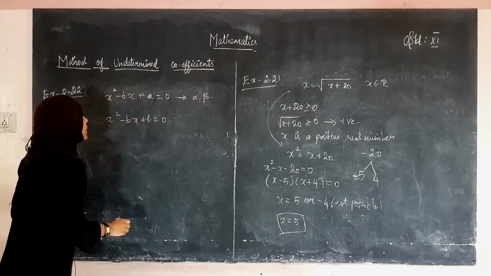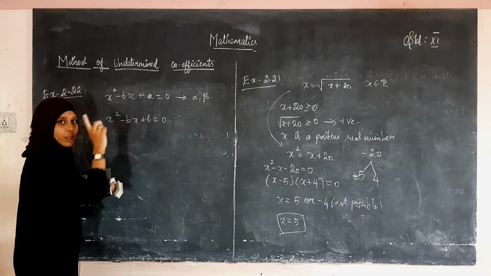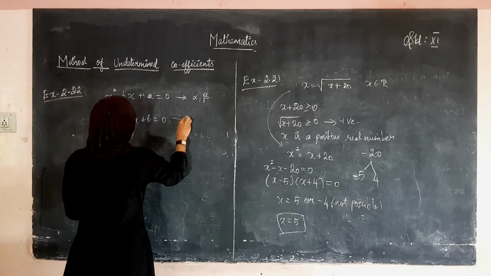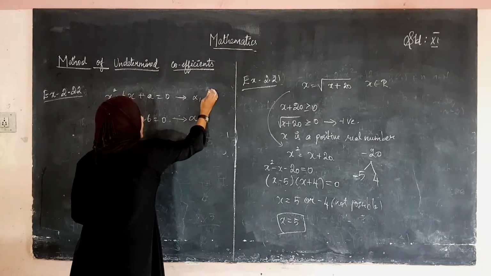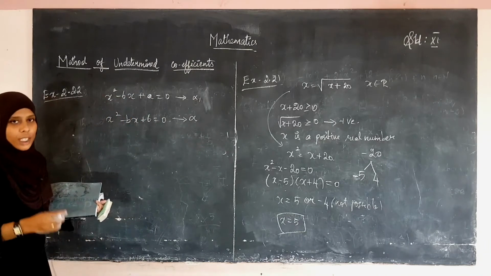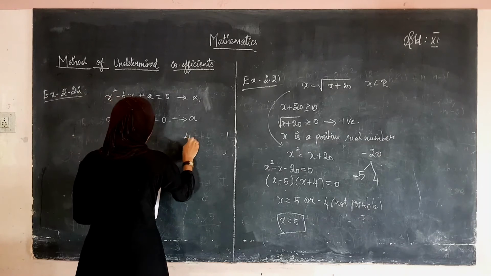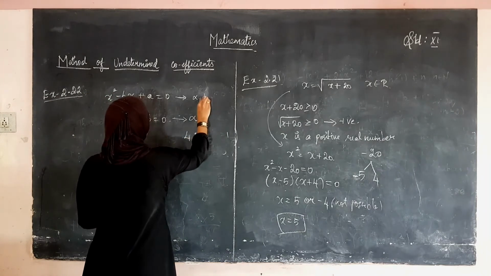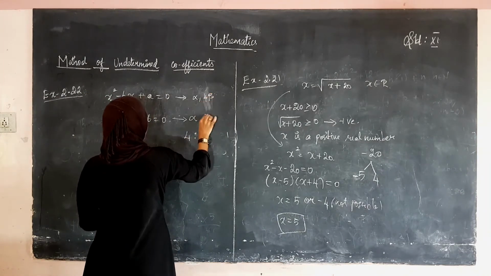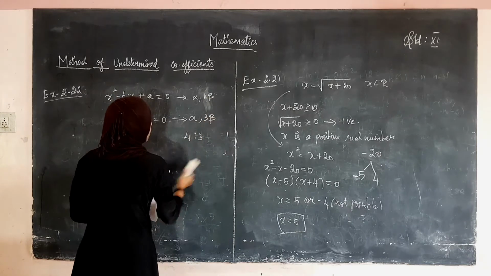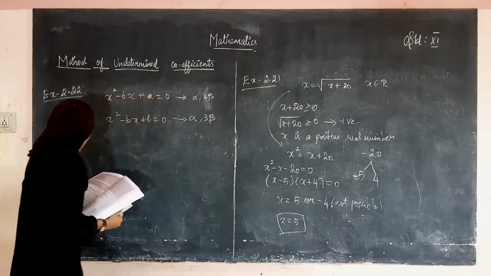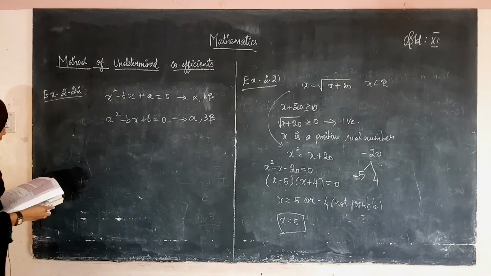Okay, what they have given? These two equations are having one root in common. So the common root be alpha, and the second roots of the first and the second equations are in the ratio 4:3. 4:3 means let this be 4 beta and this be 3 beta.